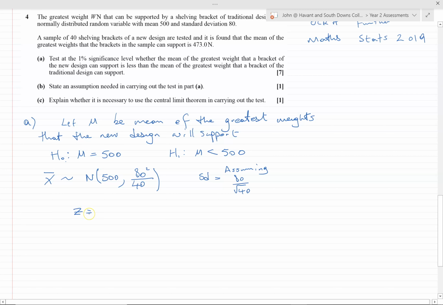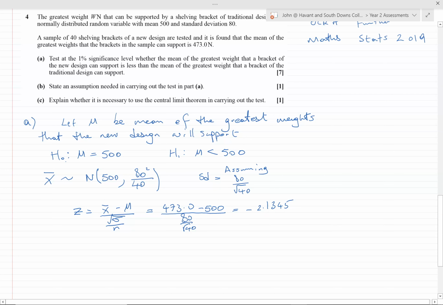So Z is equal to our value of X bar, a particular value, take away the mean, over the standard error. So that's equal to 473.0, because that's what we've actually observed, that's what we've got from our sample, take away 500, over 80 over the square root of 40, which is equal to minus 2.1345.